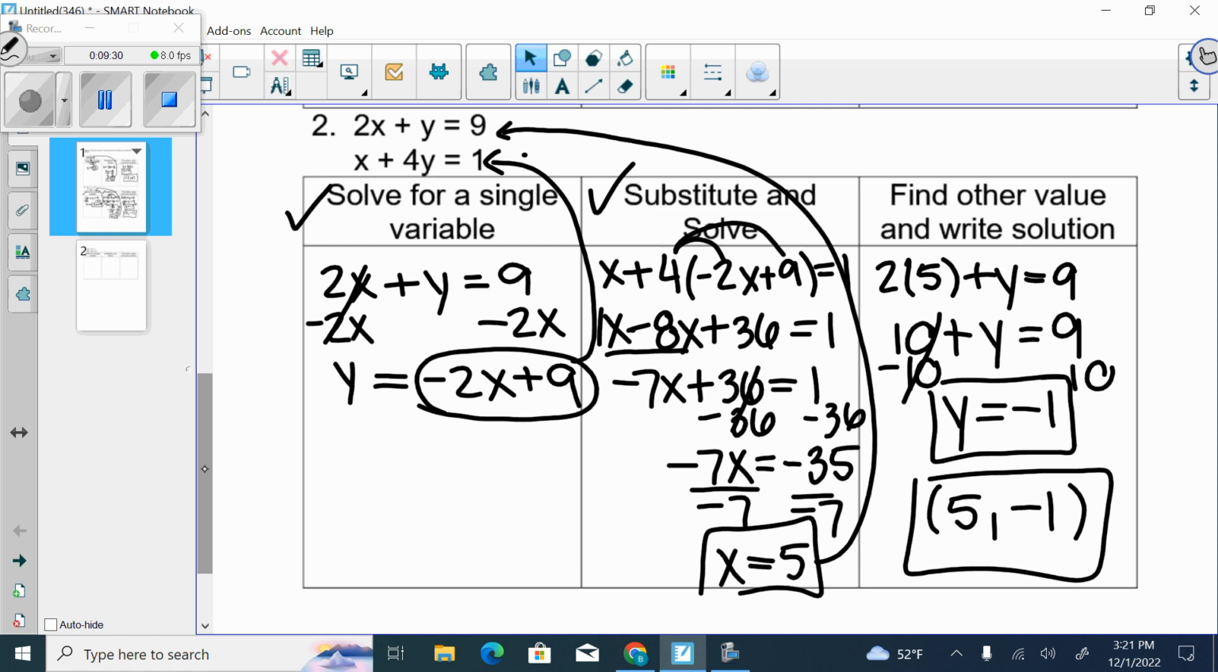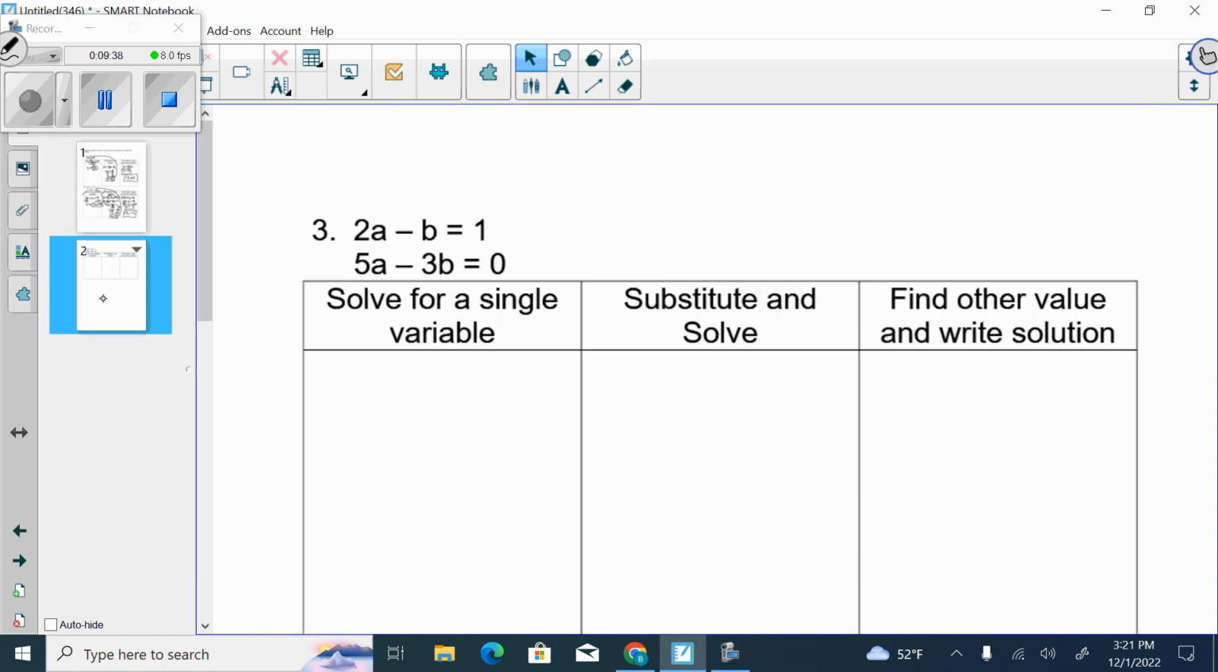All right. Okay, and we do one more together. Flip it over onto the back. Okay, so this time they're using different letters besides x and y, but we still solve it the exact same way. Okay? So, first step is to get one of the variables all by itself.